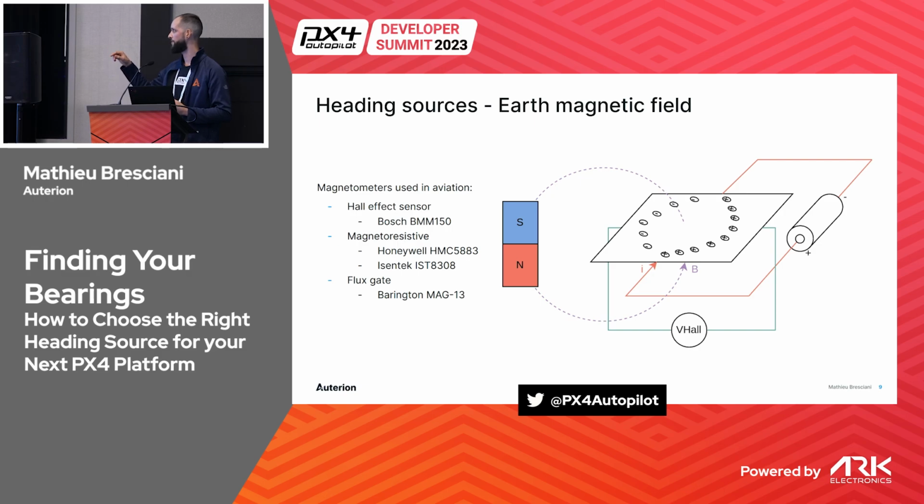And that picture explains a bit how a Hall effect sensor works. Basically, you input some current in a conductor, and depending on the magnetic field, that will push the electrons to one side, and that will create a potential difference. So you can measure a voltage that depends on the strength of the magnetic field.